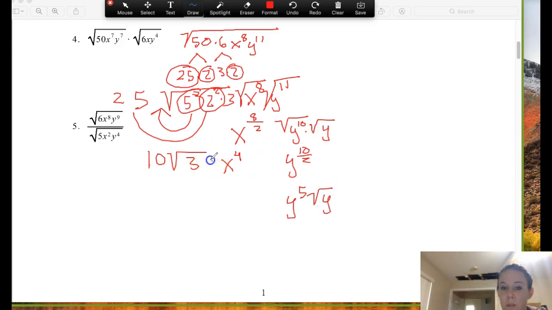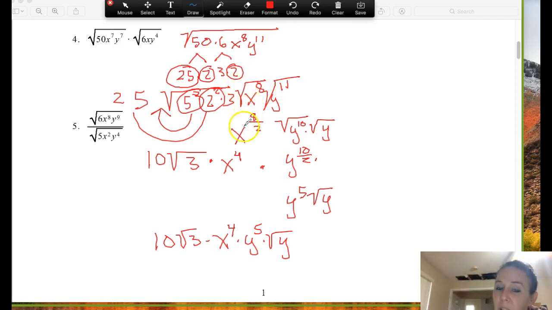So let's write this multiplied by this, which is multiplied by this, multiplied by this. I have to write them all together. This is going to be 10 root 3 times x to the 4th times y to the 5th times root y. Now let's just double check. We had an even and an even. Did we have an odd solution though? No. We had an even to an even. That to the 4th power will make sure this stays even. So we're okay. We had an odd power and an even root. Odd to even is fine.